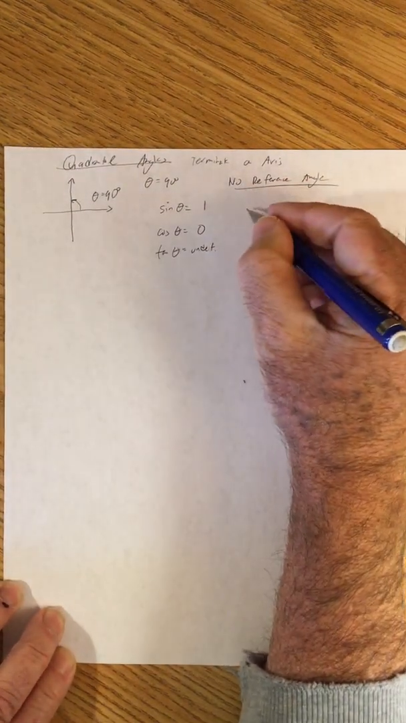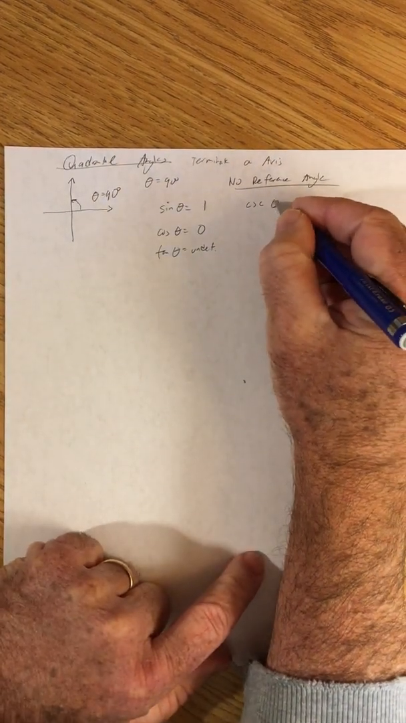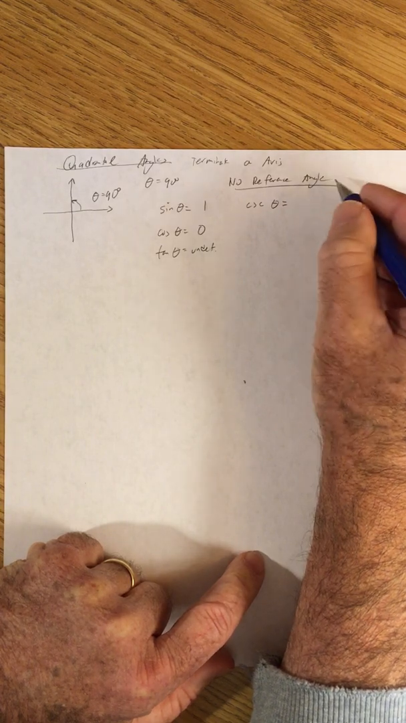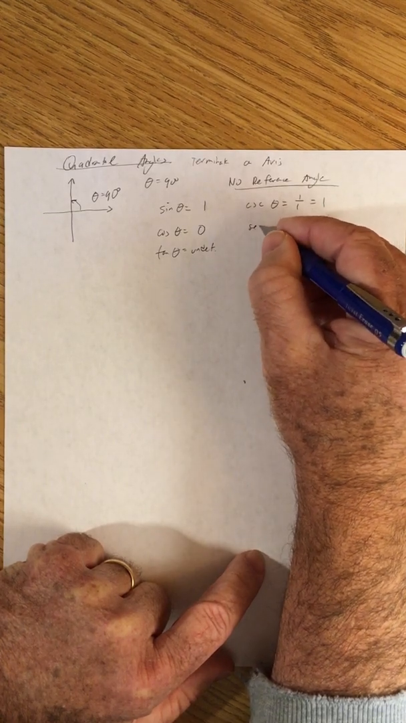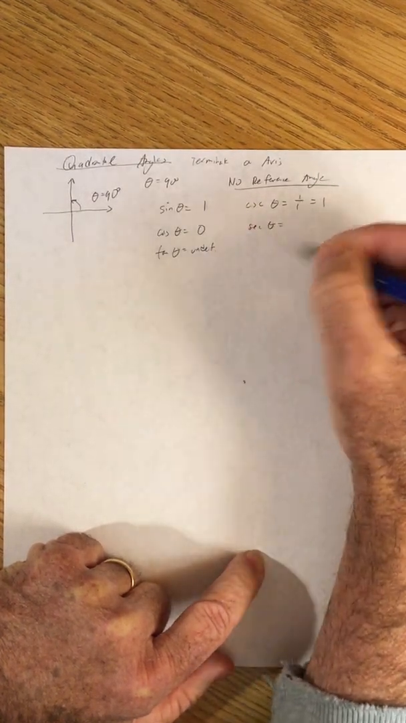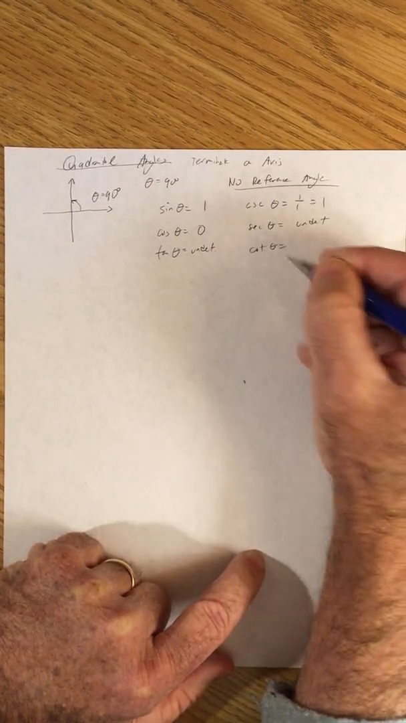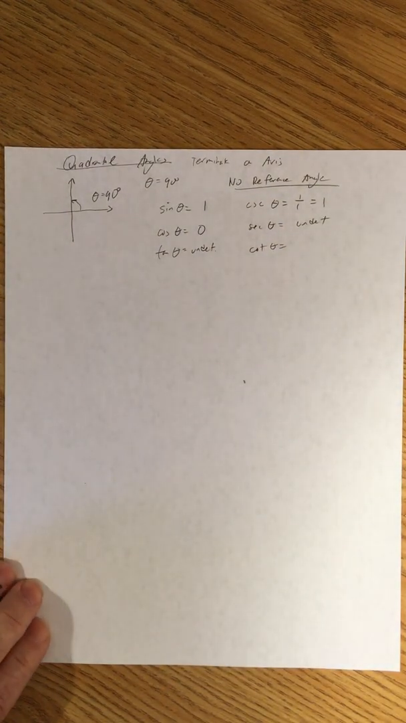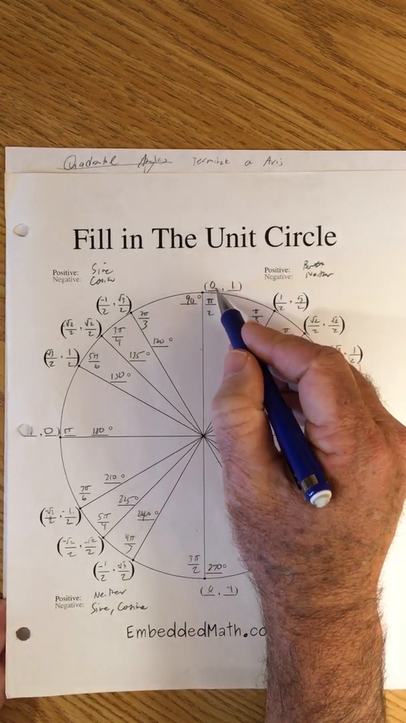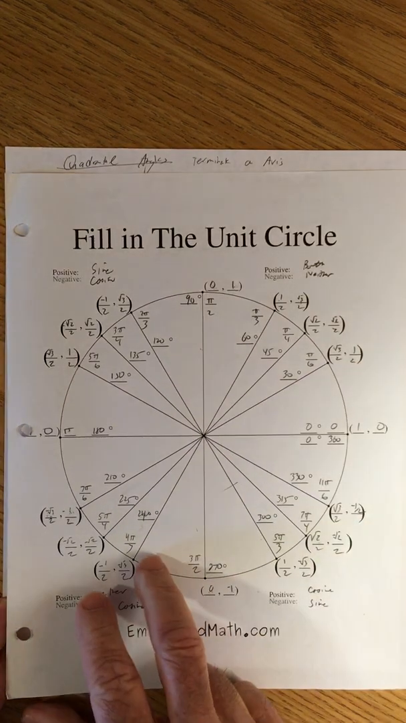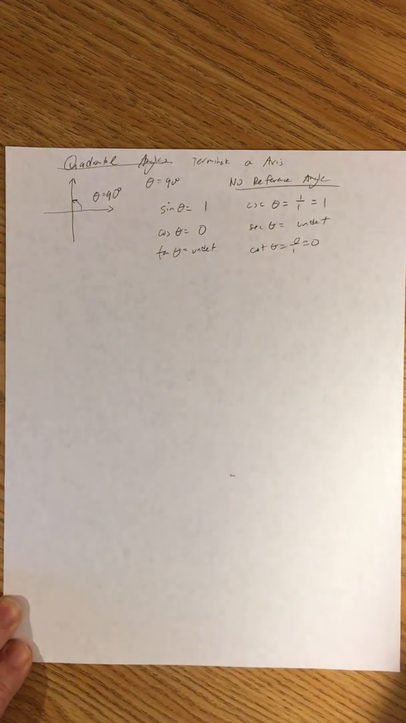Okay, now the others, cosecant of theta is the reciprocal of 1. Well, the reciprocal of 1 is 1. Secant, the reciprocal of 0, well, 1 divided by 0 is undefined. There is no reciprocal. Okay, the cotangent now, that's a little tricky. If we go to the unit circle, if the tangent is y over x, the cotangent is x over y. 0 divided by 1 is 0.